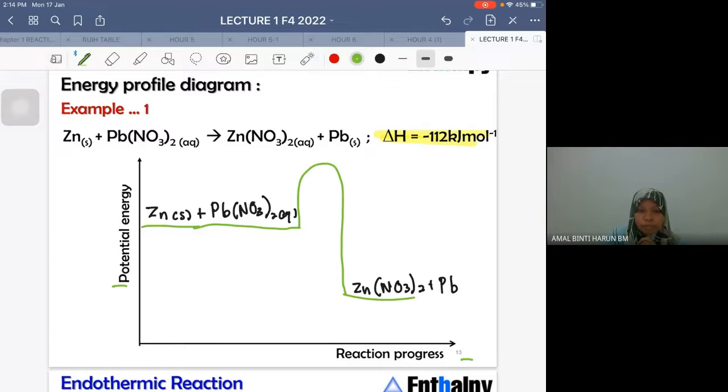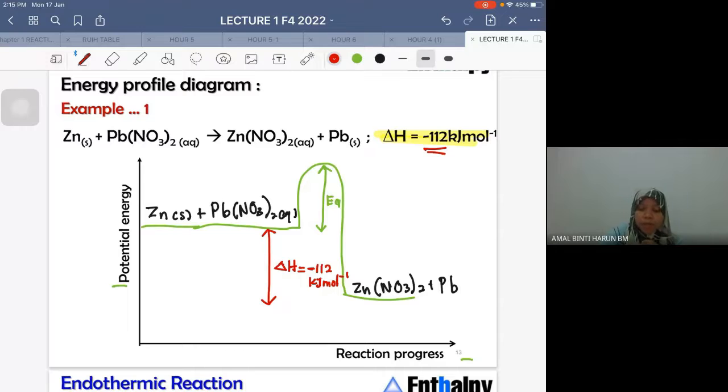Selepas itu, labelkan EA. EA adalah bermula daripada reactant sampailah ke activated complex ataupun transition state. So ini kita labelkan EA, reaction energy. Kemudian perbezaan tenaga produk dan tenaga reaktan ni kita panggil dia sebagai delta H. Positif atau negatif? Negatif 112 kilojoule per mol.